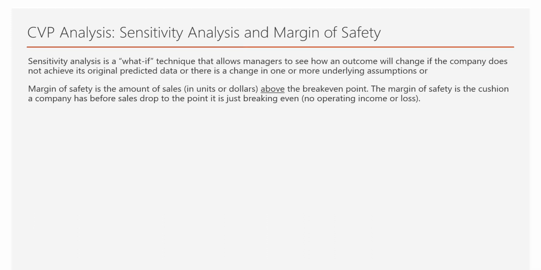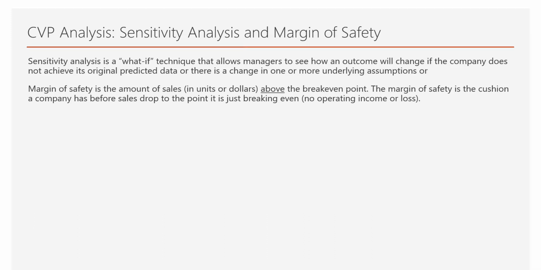So it can be expressed in dollar terms or in the number of units sold above the break-even point. Why does it have to be above the break-even point? Well, because that margin of safety, or the difference between the break-even point and our actual sales, if they're above the break-even point, that's the cushion. We have a cushion, and that margin of safety is that cushion a company has before sales drop to the point where it's just breaking even with no operating income or loss.